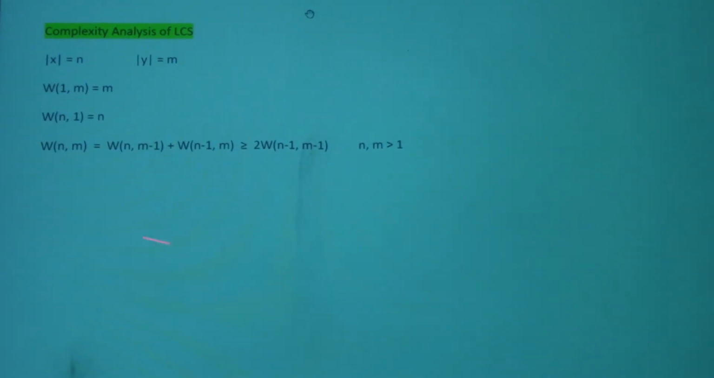So that leads us to this recurrence for the worst case. The recurrence for the worst case is W(n,m), the worst case analysis of the first string having a length of n, and the second string having the length of m. So therefore W(n,m) is going to be W(n,m-1) plus W(n-1,m).